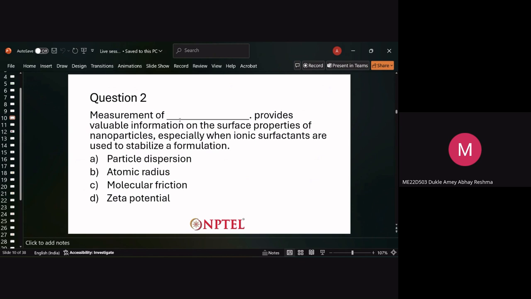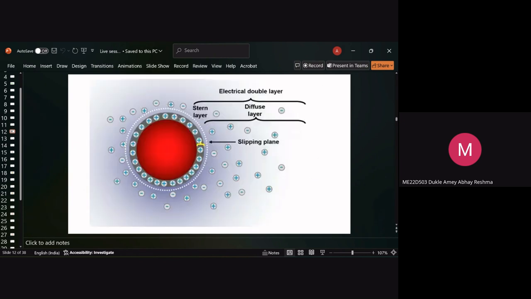Question number two: measurement of dash provides valuable information on the surface properties of nanoparticles, especially when ionic surfactants are used to stabilize the formulation. Particle dispersion, atomic radius, molecular friction, zeta potential. So the answer is zeta potential. Zeta potential measures the strength of the electrical double layer.